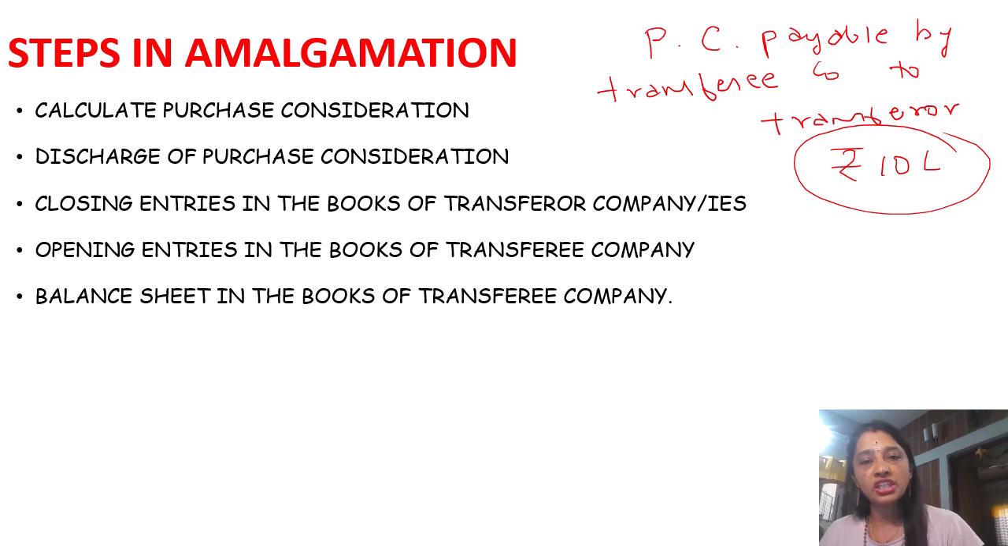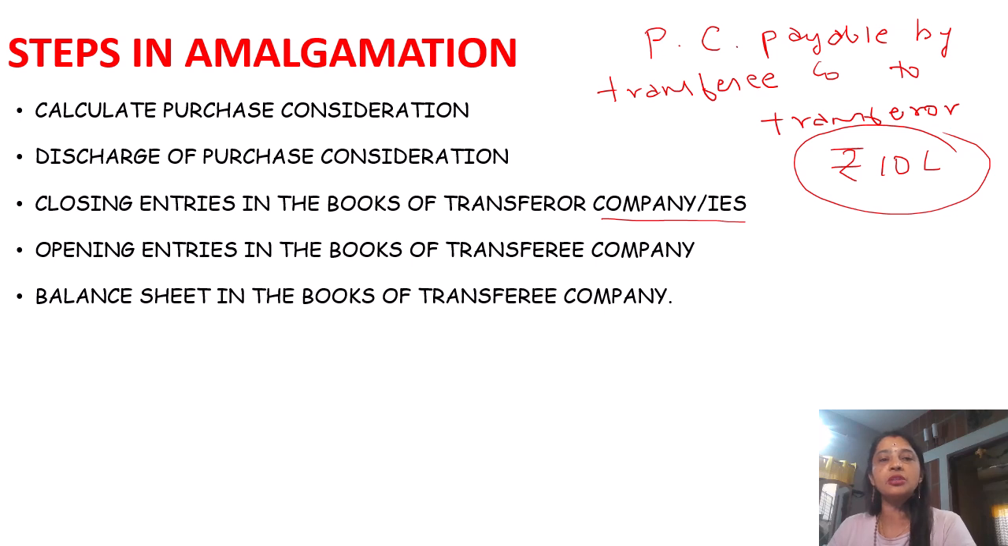Then you close the transferor company books, then you open the transferee company books, then you prepare the balance sheet in the books of the transferee company, because a transferor company once closed will not be opened. So the balance sheet of the transferor company automatically becomes the balance sheet of the transferee company. If it is amalgamation, you have to close all the companies. That is why it is companies if it is amalgamation. If it is acquisition of one company, then you close only one company.